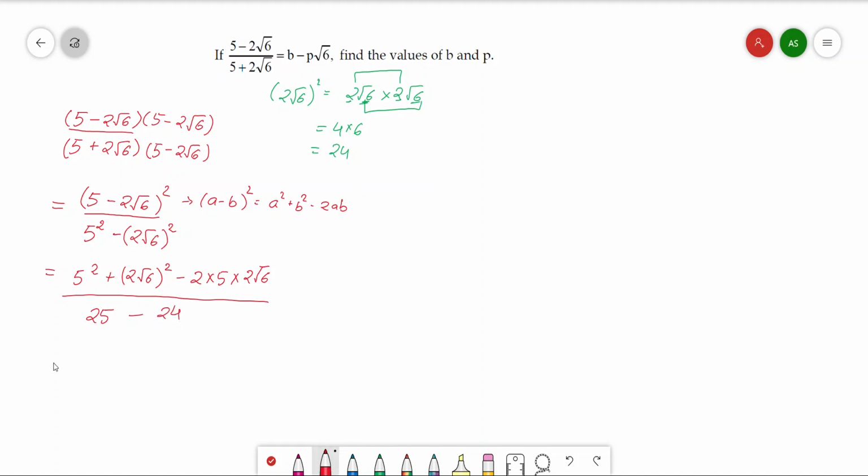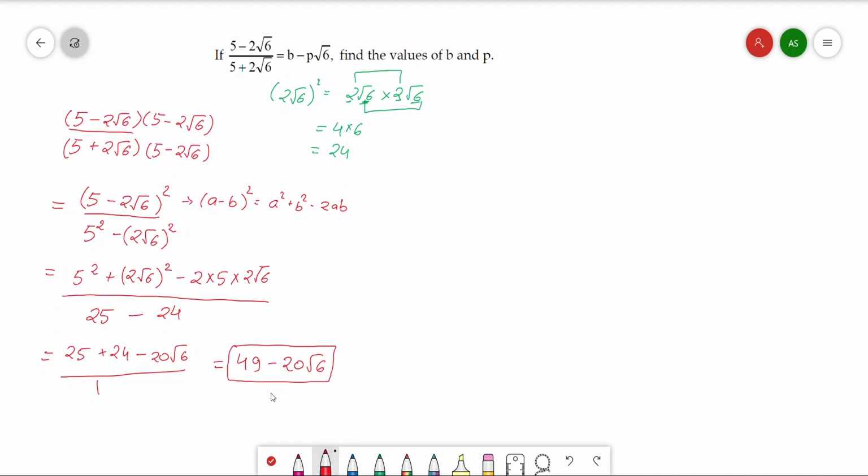It becomes 24. 5 square is 25, the square of 2 root 6 is 24. Minus, 2 fives are 10, 10 times 2 is 20, root 6 by 1. So this can be written as 49 minus 20 root 6. So the simplified form of the given expression of the left hand side is this.